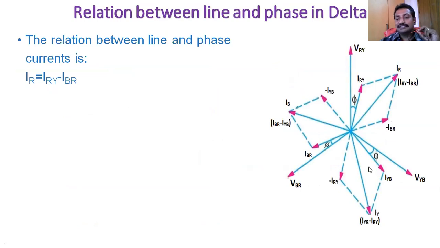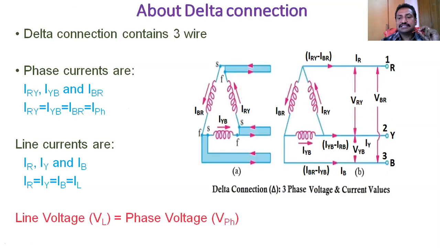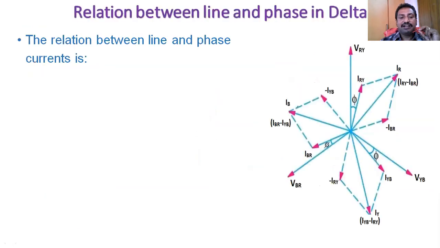So here you see IRY, and this IBR is negative here. The vectorial sum of these two is IR. Similarly, IY. We'll go to this IY. What is the relation? IYB is entering, and IY and IRY are leaving. Therefore, IY plus IRY is equal to IYB.